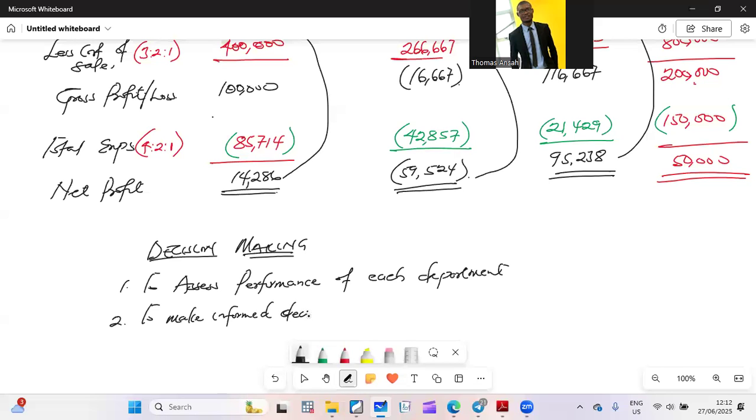Make informed decisions. So what decision can you make from what you see? What decision can you make? If you are the business owner and you have this performance, what decision can you make?